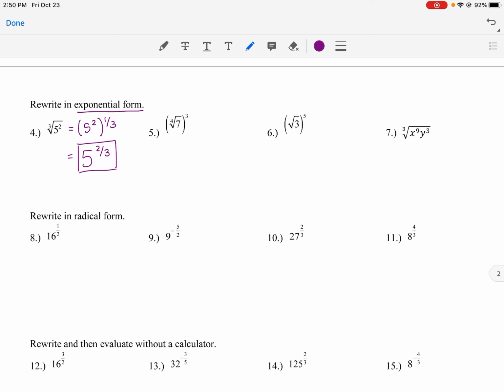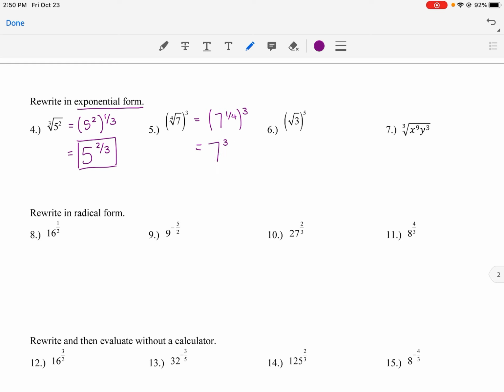Okay, in this case, a little bit different, but it's got the fourth root of 7 raised to the third power. So we're going to have 7 to the 1/4 raised to the third. So once again, we multiply the exponents and we get 7 to the 3/4. Okay, this one. So you got to remember, if there's no number there, that's really saying the square root, so 2 there. So this is 3, and then the exponent would be a half for the square root raised to the 5th. We multiply those exponents, so we get 3 to the 5/2.